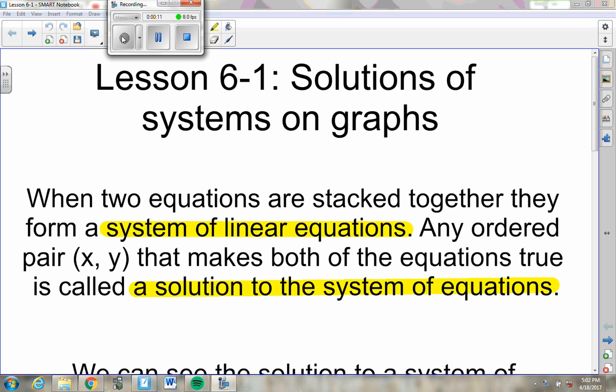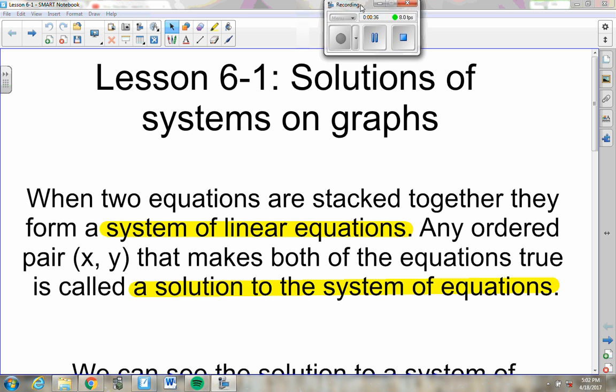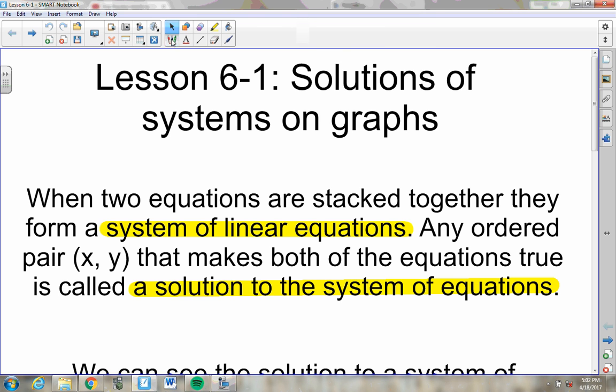We're starting Chapter 6 today talking about systems of linear equations and what it looks like to have a solution for a system of linear equations. When two equations are stacked together, they form what's called a system of linear equations. I'll show you an example of that in a little bit. But two equations that are stacked together form a system of linear equations, and that's what Chapter 6 is going to deal with.